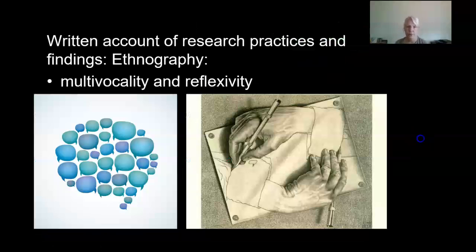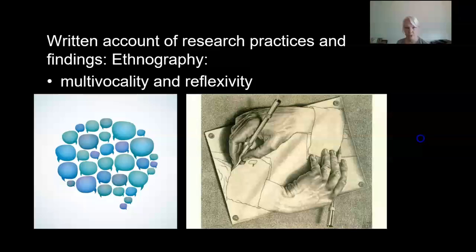So the final little piece of this discussion of how anthropologists do their work that I want to touch on is the results, the product that comes out of the process of doing research. The written accounts of what we do in the field, of our research and our findings, are called ethnography.